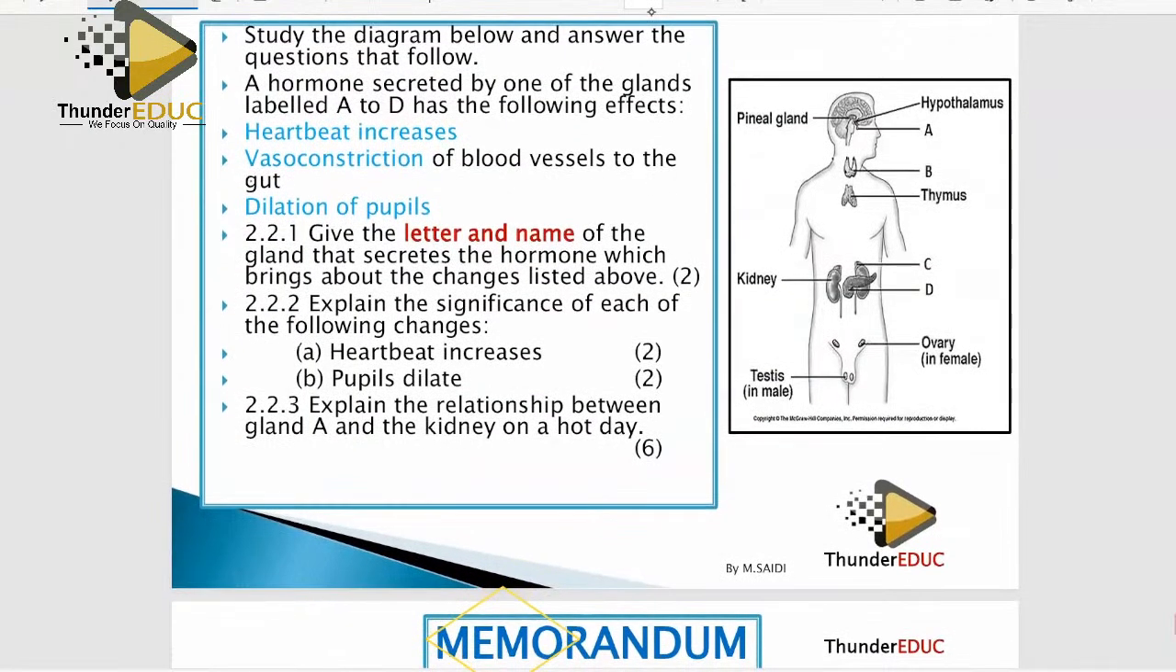So now it means that we can be able to answer this. What is A, guys? Unmute and tell me the answers. The pituitary gland. What is B? Thyroid gland. What is C? Adrenal gland. Great. What is D? The pancreas. Excellent.